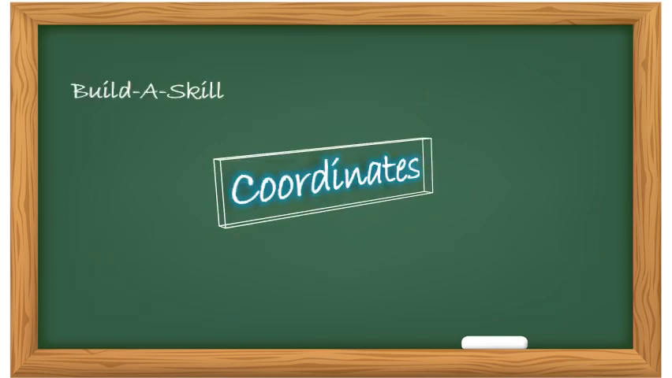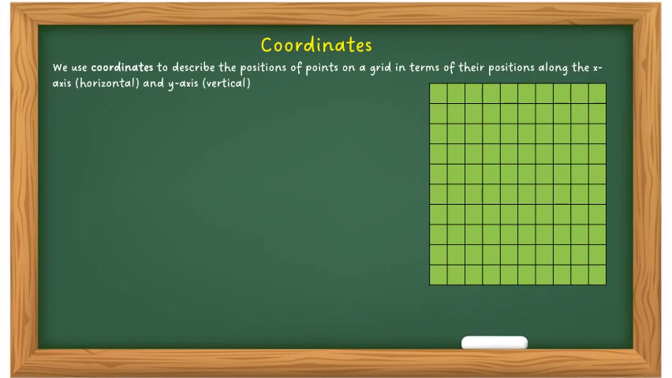Now we'll have a look at coordinates. Now we use coordinates to describe positions of points on a grid in terms of their position along the x-axis, the horizontal, and the y-axis, the vertical. Okay, so there's your x-axis and there's your y-axis. And if you ever forget, just think of the y-axis as the one that goes up like the letter y.